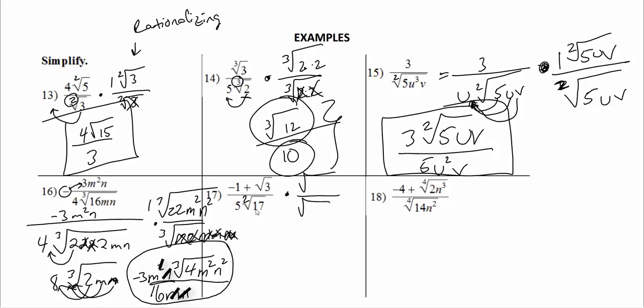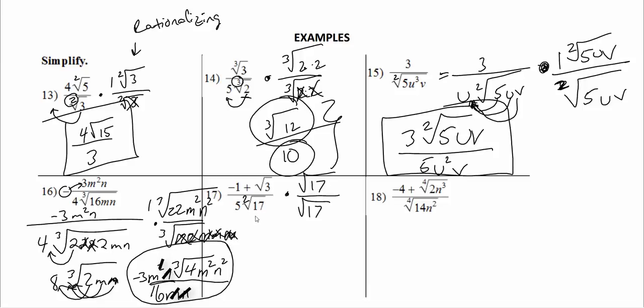I need 2 of them. 2 of what? 2 of 17s. So I need to multiply top and bottom by root 17 over root 17. The reason why I multiply the top and bottom by the same thing is because, remember, technically this makes a 1. And if I multiply anything by 1, I don't change the value of the fraction or anything before it. So it looks different, but I don't change the value.